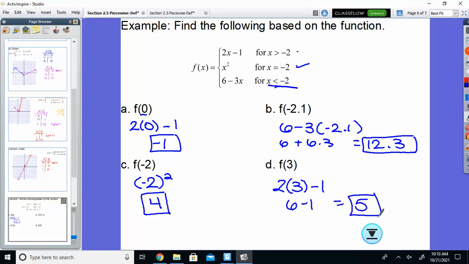So you get 5. So if all I'm asking you to do is evaluate, you don't have to go through the trouble of drawing the whole thing. You just figure out which piece you're plugging it into. It'll always be only one piece, because you can only get one answer if it's a function. Alright? Last one.